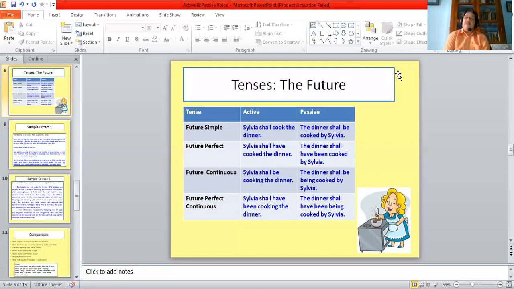And in the future perfect continuous, Sylvia shall have been cooking the dinner, which will become the dinner shall have been cooked by Sylvia. So these are the tenses in the future, and this is how we represent the passive form in the future.